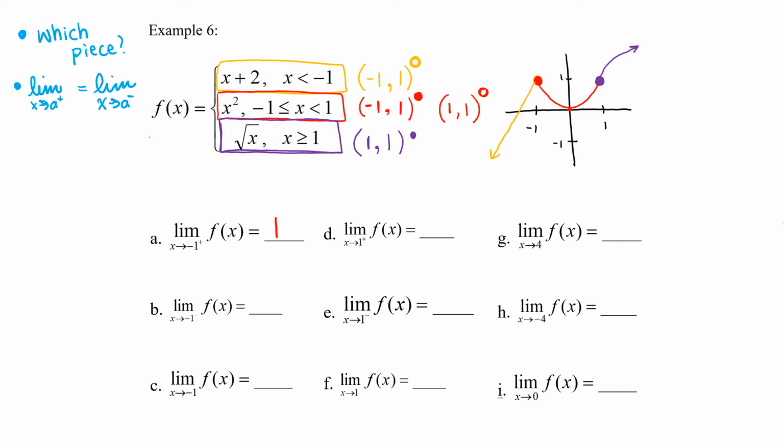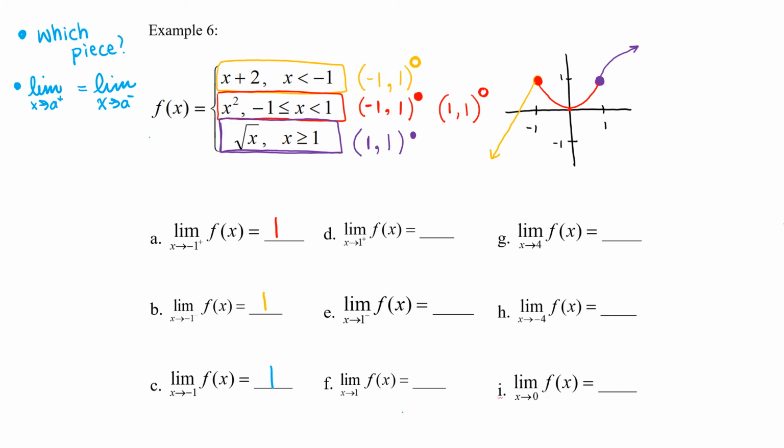Now we want to take a look as x approaches -1 from the left. So now I'm looking for inputs that are smaller than -1, but close to -1. So that's going to be this piece, because I'm getting close to -1 in that piece, but I'm also less than -1. And the limit as x approaches -1 from the left is 1. Since my left and right hand limits are equal, the limit as x approaches -1 for this piecewise function is 1.